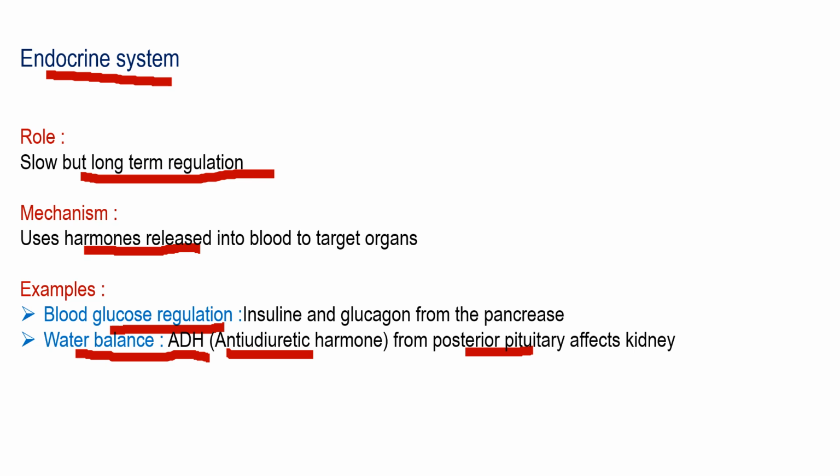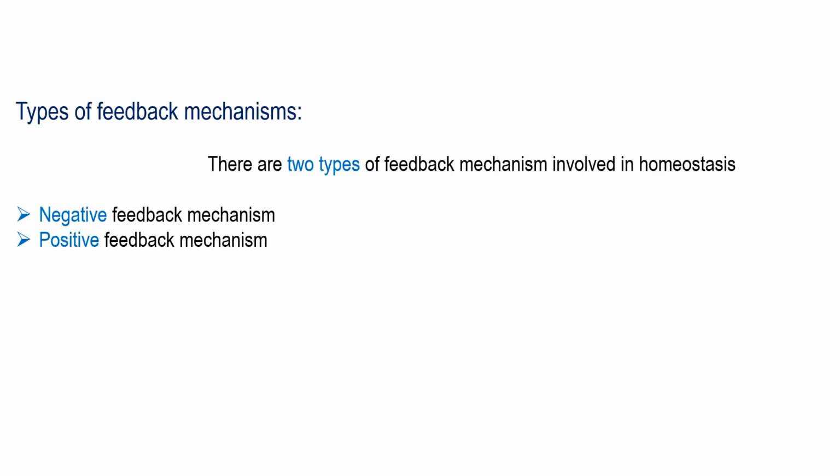In this way, the endocrine system helps in maintaining the internal environment of the human body. Two types of mechanisms are involved in homeostasis, that are negative and positive feedback mechanisms, and the functions of these mechanisms are opposite to each other, and we will discuss these mechanisms in the next slides.